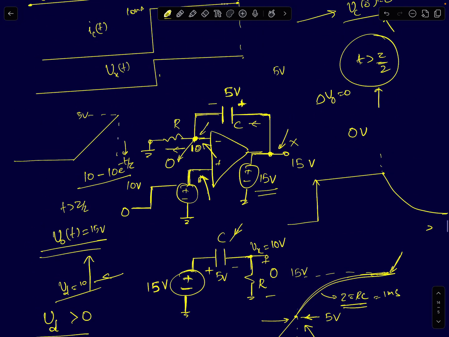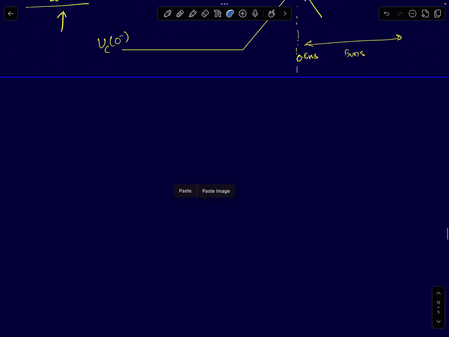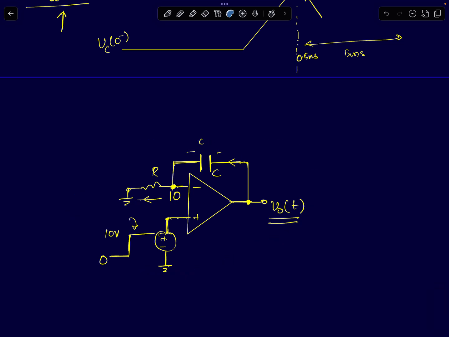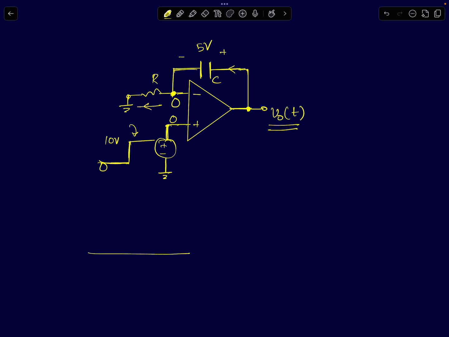Let me analyze this circuit here. If Vc of 0 plus is 5 volts to begin with, then how will the waveforms look? The capacitor is initially charged to 5 volts. Before the step input arrived, the input node was at 0 and this node also at 0, so the output voltage will start off at 5 volts. The instant the step input arrives at t equal to 0, there is DC negative feedback, this node will go to 10, this node will go to 10, and the output will jump to 15 volts.